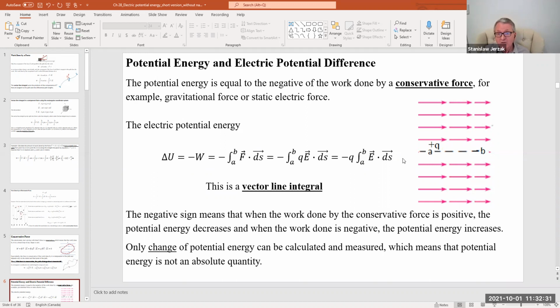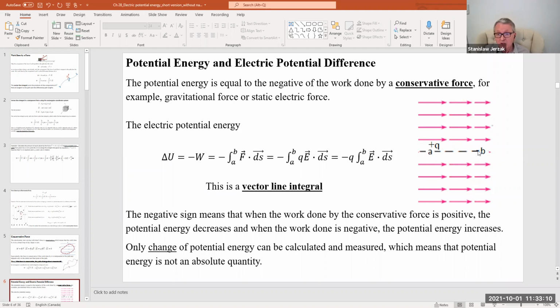So when the charge Q, a positive charge, moves in the direction of the field, potential energy decreases. When the charge moves in the opposite direction to the electric field, potential energy increases. Remember that only the change of potential energy is meaningful, and the change of potential energy can be positive or negative. Potential energy, of course, is a scalar quantity, and we measure it in joules, but the change of potential energy can be positive or negative.